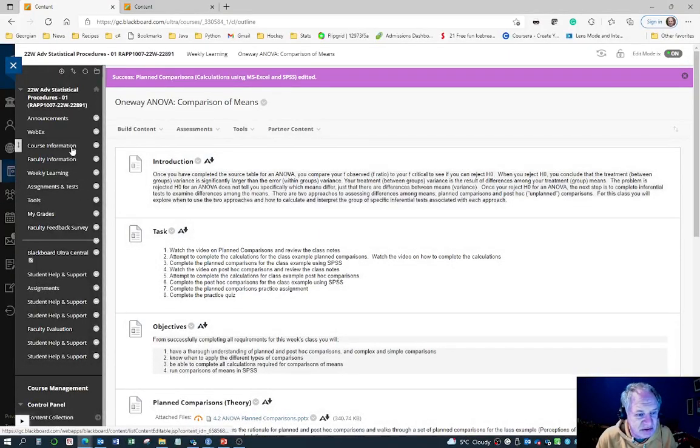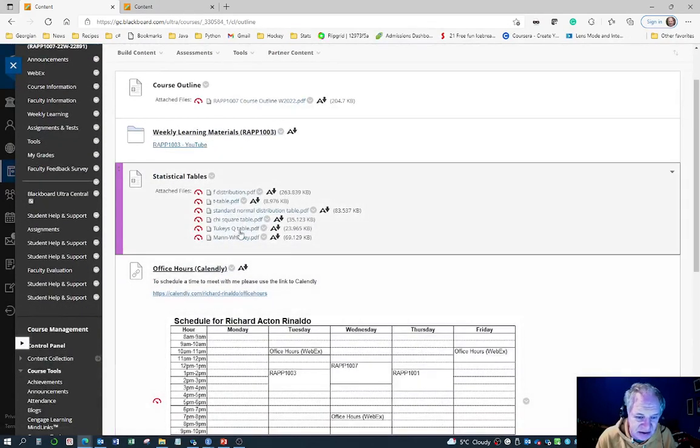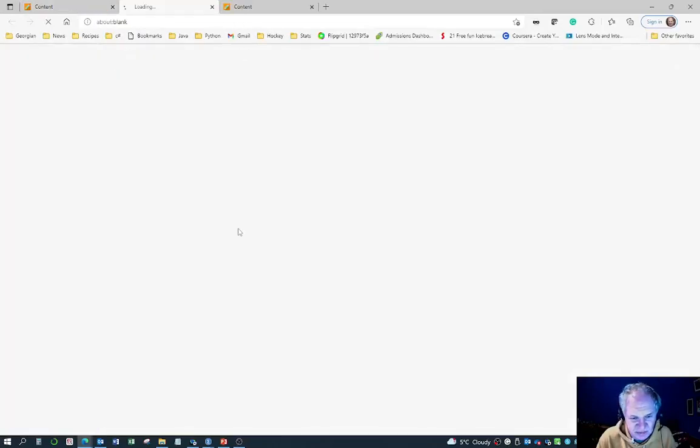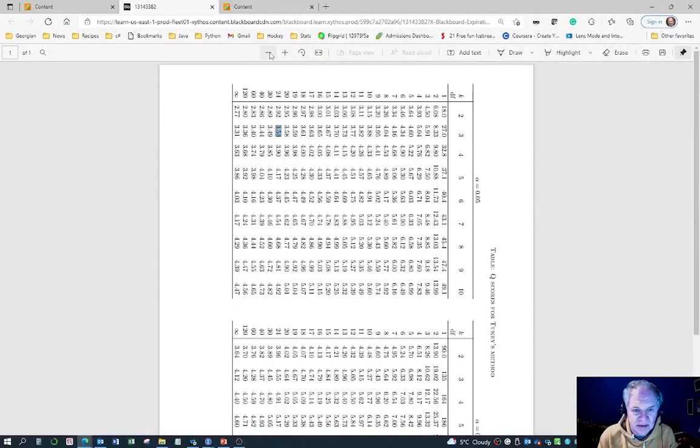Okay, so I go into the course information folder, and there are our tables, and there's Tukey's Q table. So I want the alpha equal to 0.05 table. My K is 3. K always refers to the number of groups. And I have 24 error or within groups degrees of freedom. There we be.